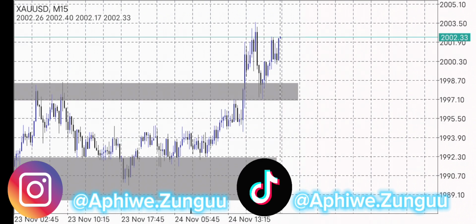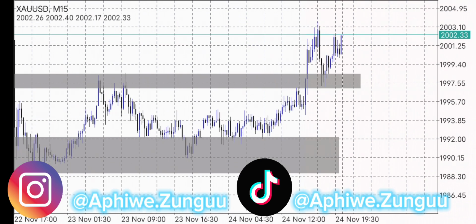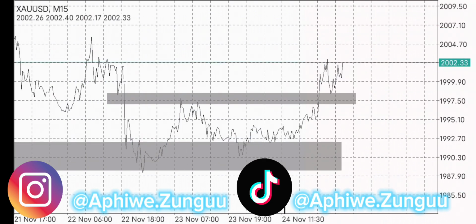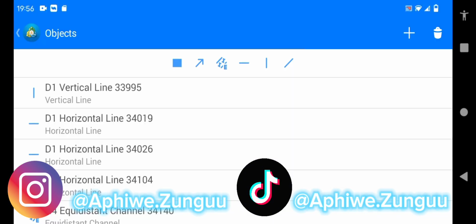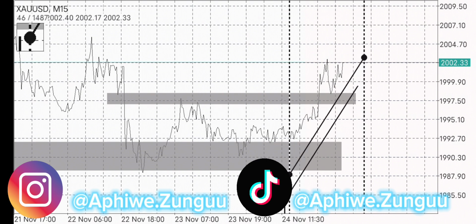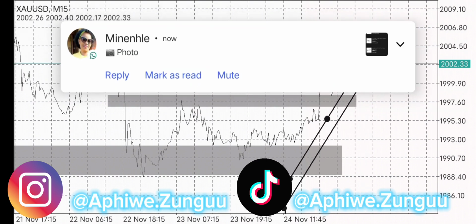which confirms that it is a solid level of support, and then from there continued with the bias towards the upside. So I'm currently in my M15, my 15-minute time frame. I can see that gold has been moving in buys. Gold has been buying from this level towards the upside.